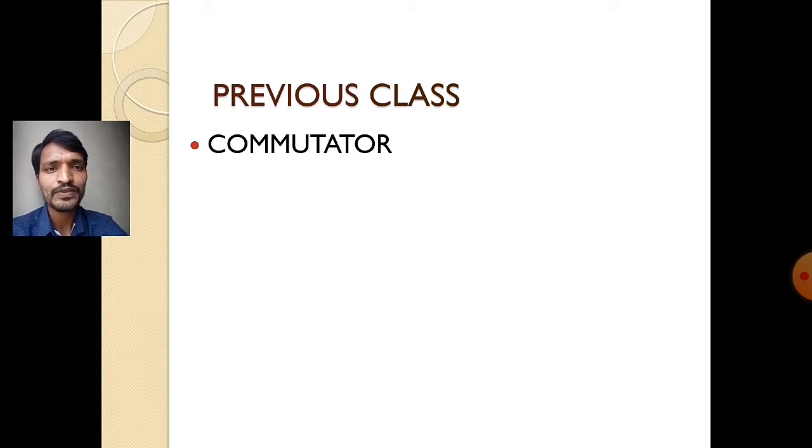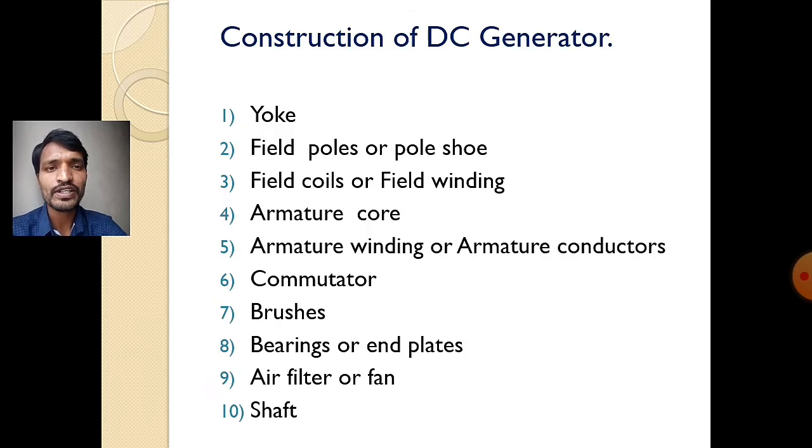Okay. In today's topic, we are going to study the construction of a DC generator. In the construction of a DC generator, we have a total of 10 parts. Those are yoke, field poles or pole shoe, field coils or field winding, armature core, armature winding or armature conductors, commutator, brushes, bearings or end plates, air filter or fan, and shaft.